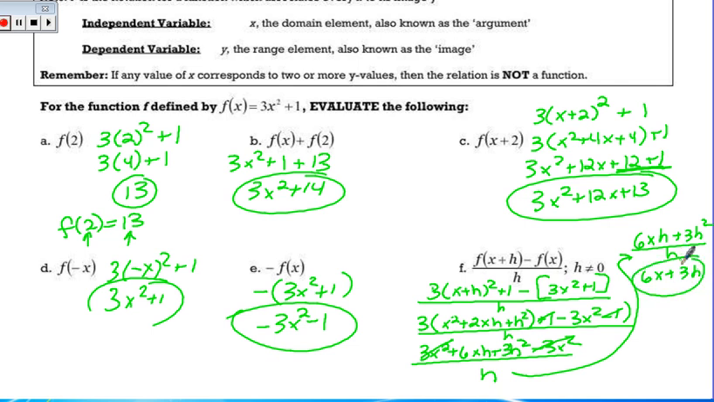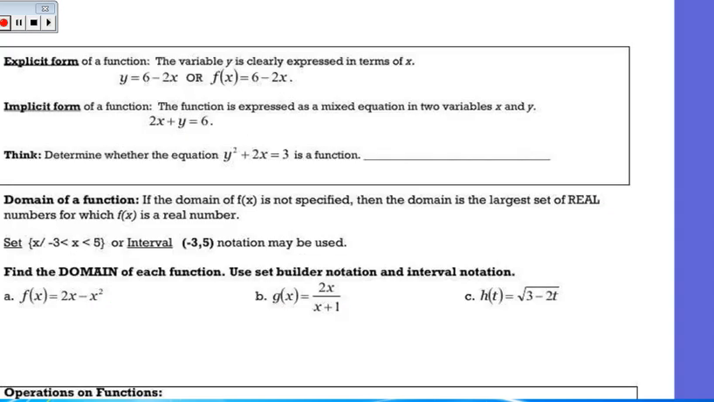Okay. Moving on to the next slide, we are looking at just two different vocabulary terms here. We have an explicit form where the y is isolated, and we have an implicit form where you have both x's and y's in there. So I'm looking at this equation here, and I want to know, is it a function? I would have to get it to the explicit form and solve for y. So that would mean y squared is equal to negative 2x plus 3. Taking the square root, y would equal plus or minus the square root of negative 2x plus 3.